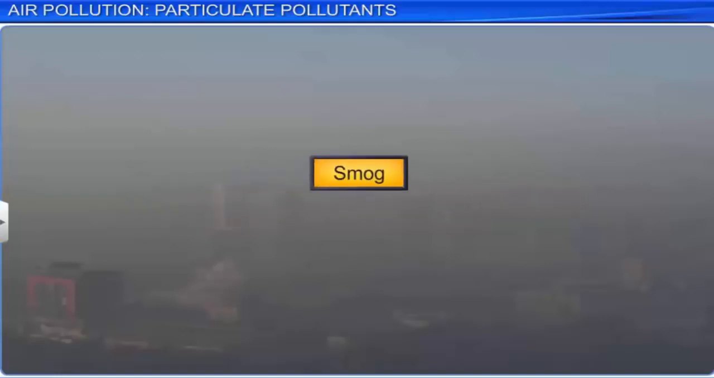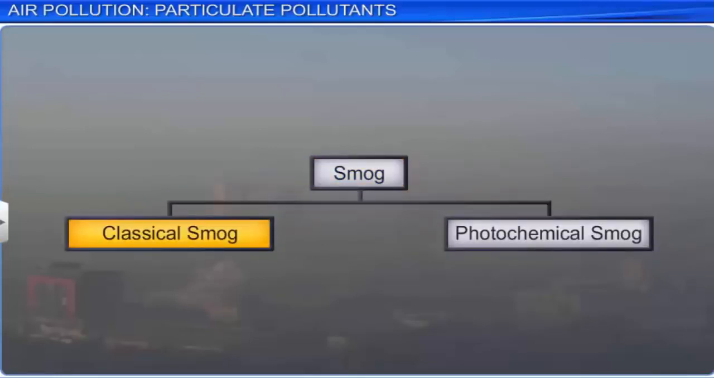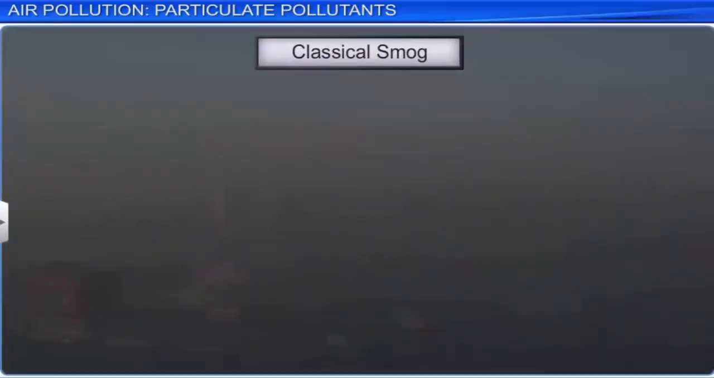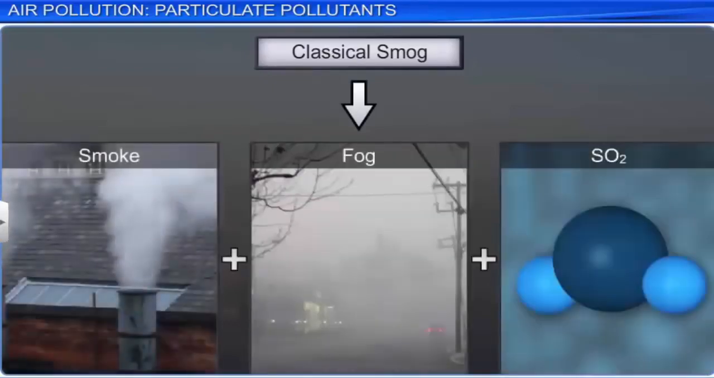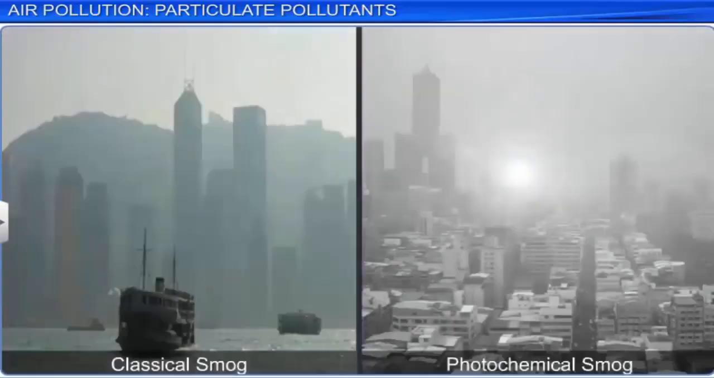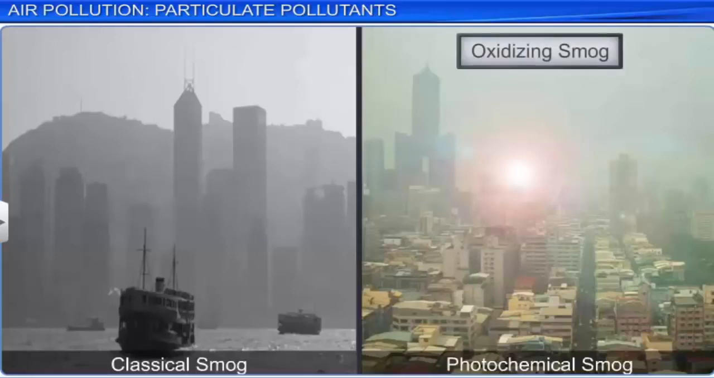Smog is of 2 types, classical smog and photochemical smog. Classical smog is composed of smoke, fog and sulfur dioxide. This type of smog generally occurs in a cool, humid climate. Photochemical smog occurs in warm, dry and sunny climate. Photochemical smog is also known as oxidizing smog for its high concentration of oxidizing agents.